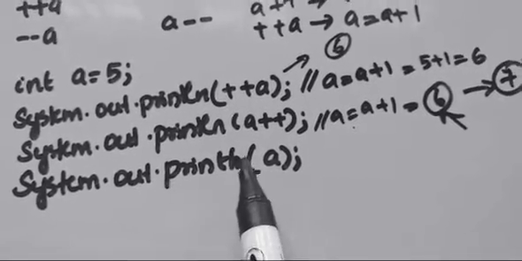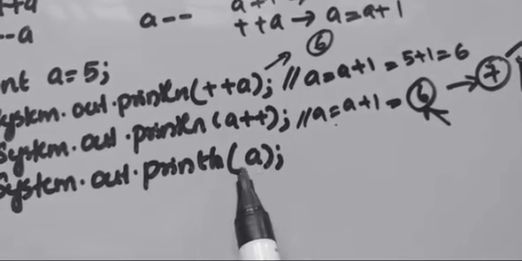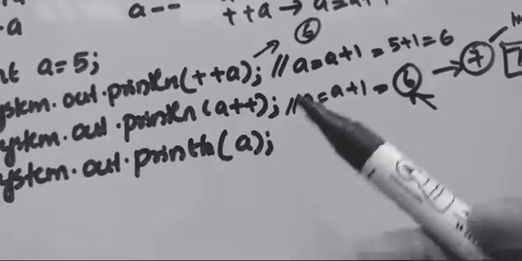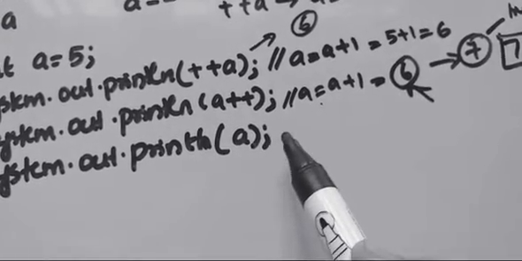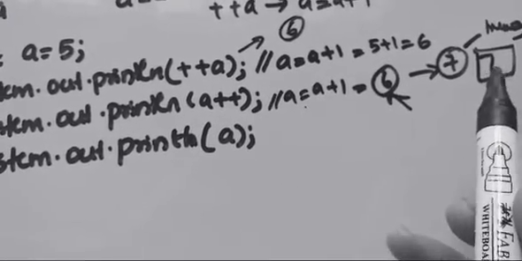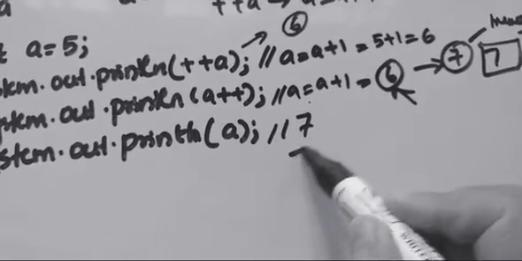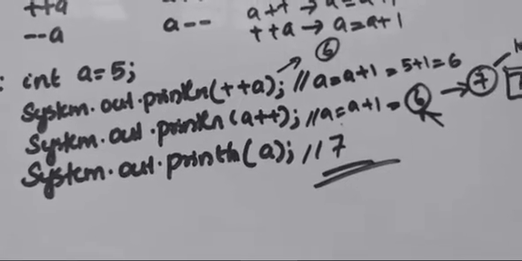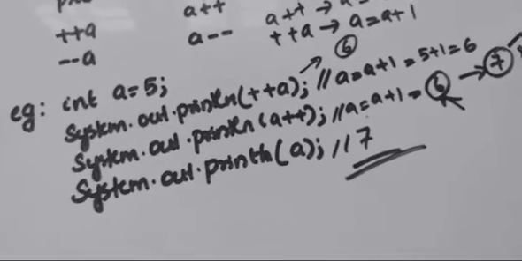Then the next line, System.out.println(a). Here we are not using any message. We are simply printing the variable name. So whatever value that particular variable holds will be printed here. What will be the value we are going to print here? What is the new updated value of a? It is 7. We are taking that value from memory. So here the value will be 7. I hope this is clear for you. This is very, very important. This is the difference between pre-increment and post-increment.